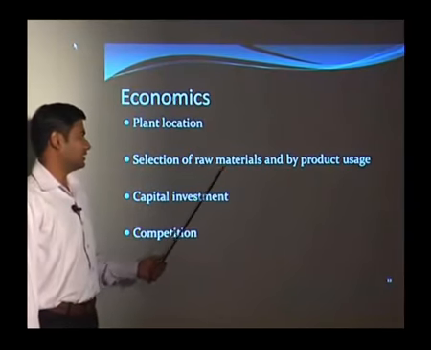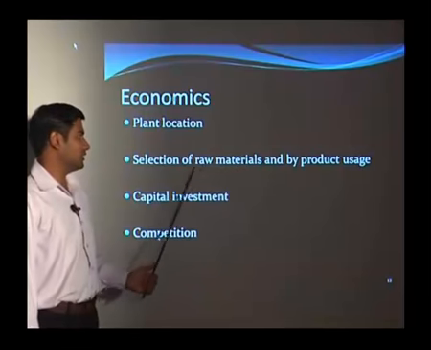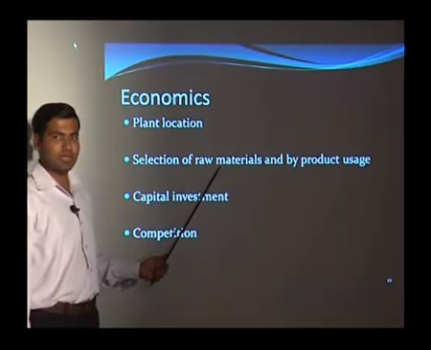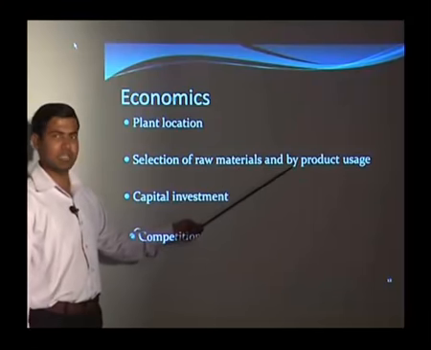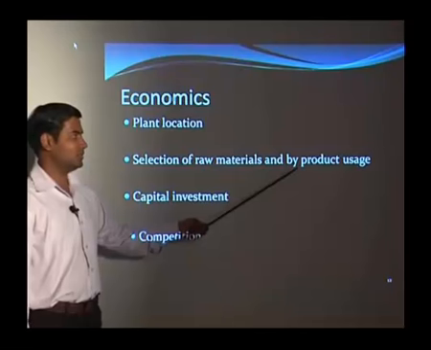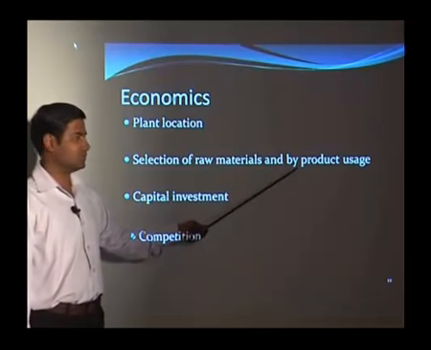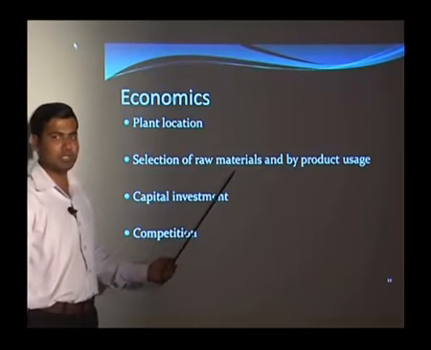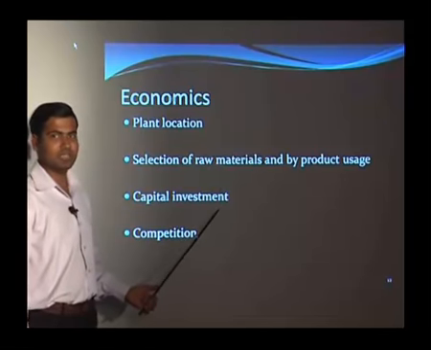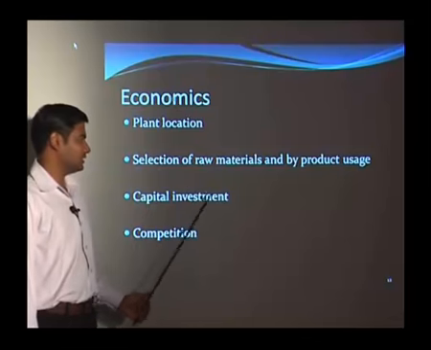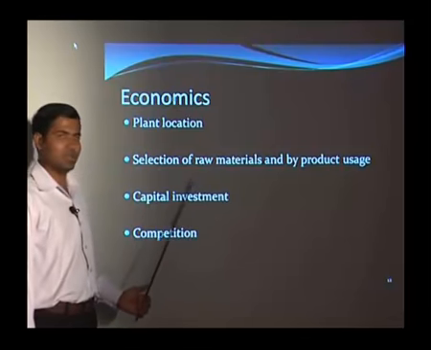Then the selection of raw material and the byproduct uses. Here we want a raw material with a higher percentage of P2O5. Also, the byproducts should be consumed to form other compounds, so the process becomes more economical. Then capital investment: we have to invest more in the electric furnace design, so it consumes more of the capital of the total process.